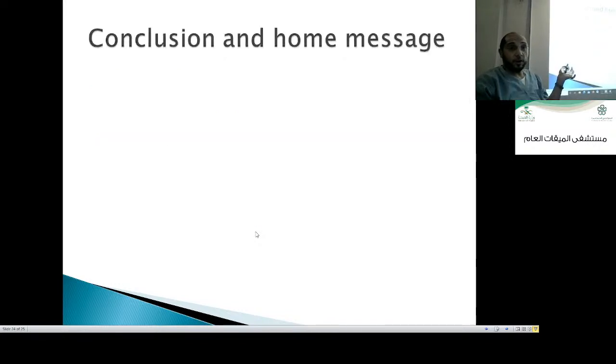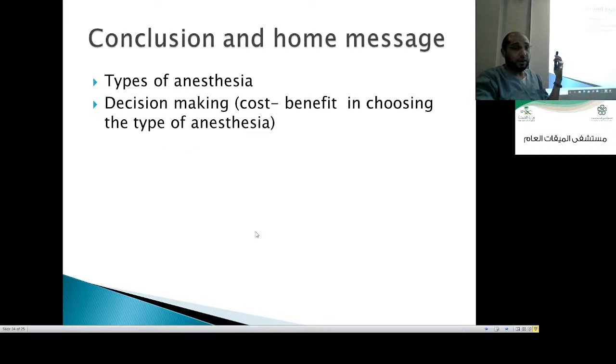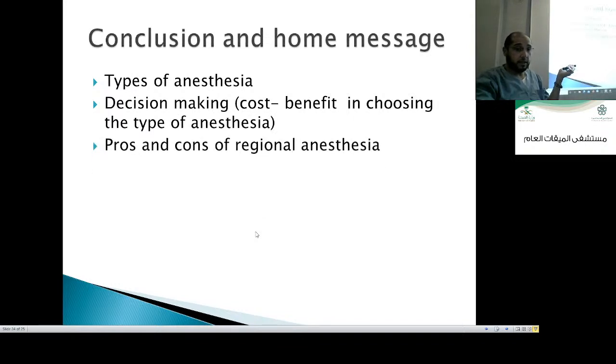Now we finished our lecture, conclusion and the take-home message. I think now we know about types of anesthesia. We have regional and general, and both of them combined. We know now how to make the decision, which patient and which surgeon, and which type of drugs we can choose, the cost and the benefit of choosing this type of anesthesia. And lastly, we have the pros and the cons, the advantages and disadvantages of regional anesthesia.